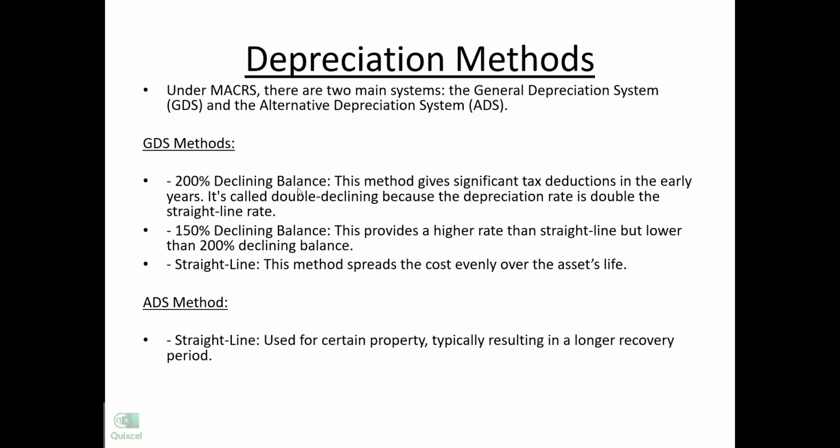For 200% declining balance, this method gives significant tax deductions in the early years. It's called double declining because the depreciation rate is double the straight line rate. For 150% declining balance, this provides a higher rate than straight line but lower than 200% declining balance. For the straight line, this method spreads the cost evenly over the asset's life. And the alternative depreciation system method is used for certain property, typically resulting in a longer recovery period.